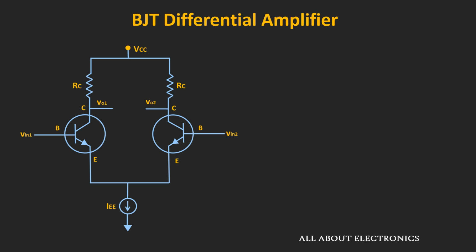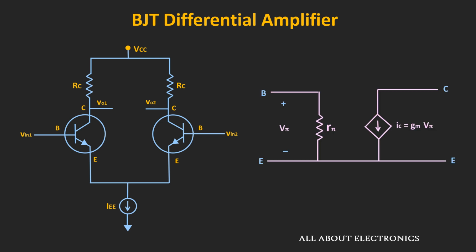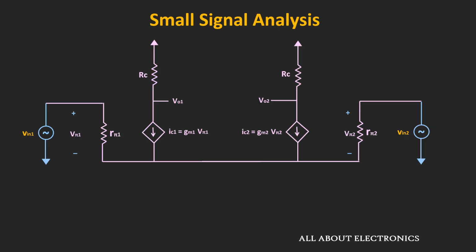So for the small signal analysis, we will assume all the DC sources in the circuit as 0. That means this voltage source VCC will act as a short circuit, while this constant current source will act as an open circuit. And then after, we will replace this BJT by the small signal model. So after the replacement, the equivalent circuit will look like this. So basically, here we have replaced these two transistors by the small signal model.